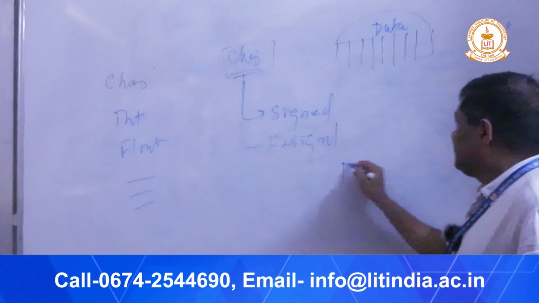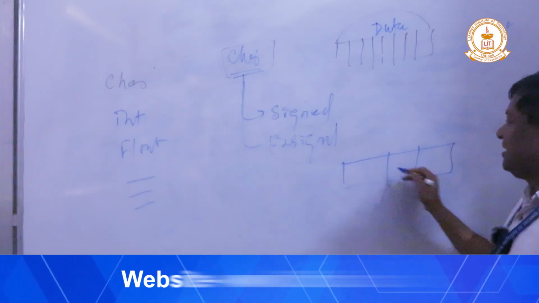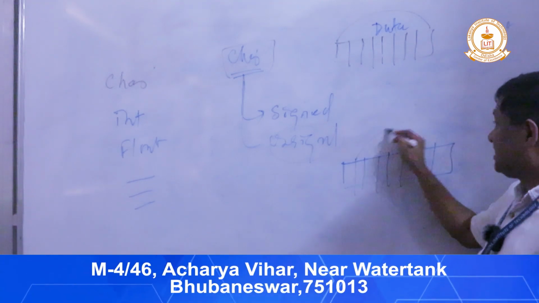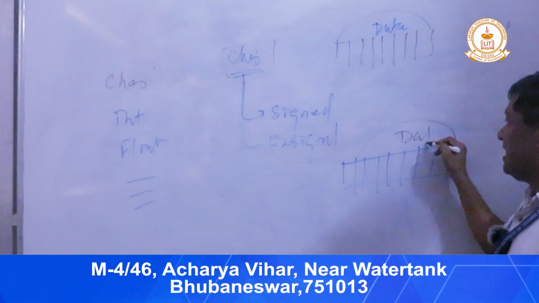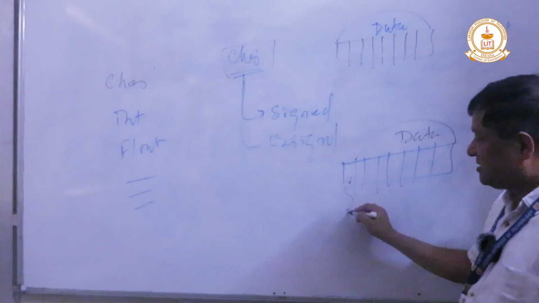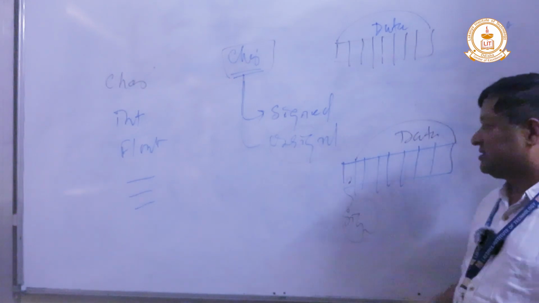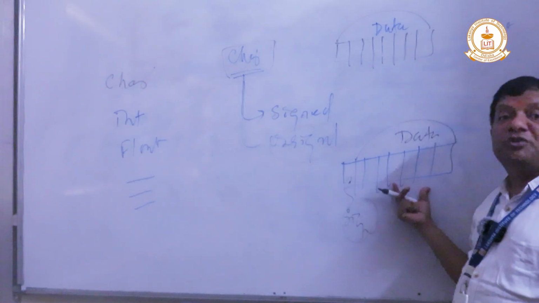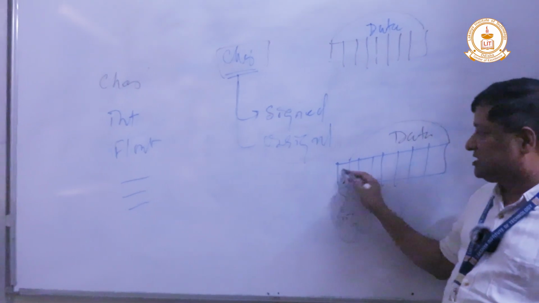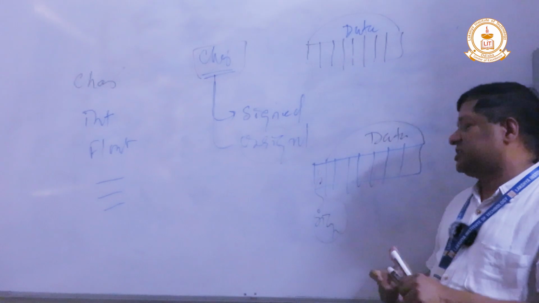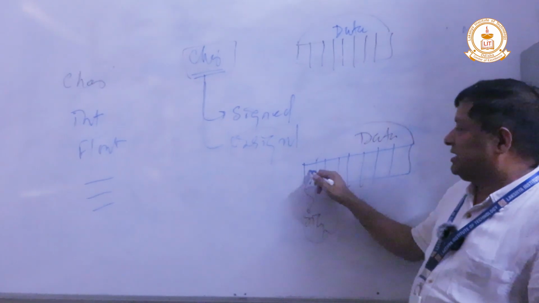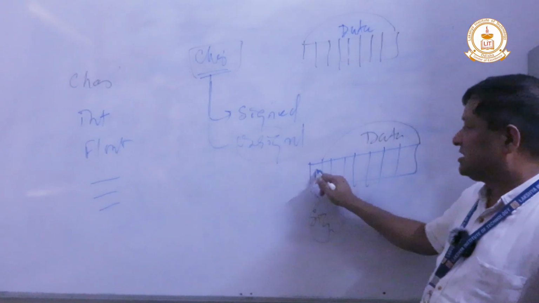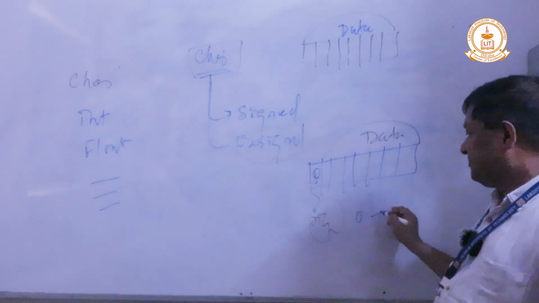If it is signed, data is not stored in the entire 8 bits; data is stored in 7 bits. This remaining bit is known as the sign bit. What does the sign bit represent? The sign bit represents whether the data is positive or negative. If the sign is 0, the data is positive. If the sign is 1, the data is negative.